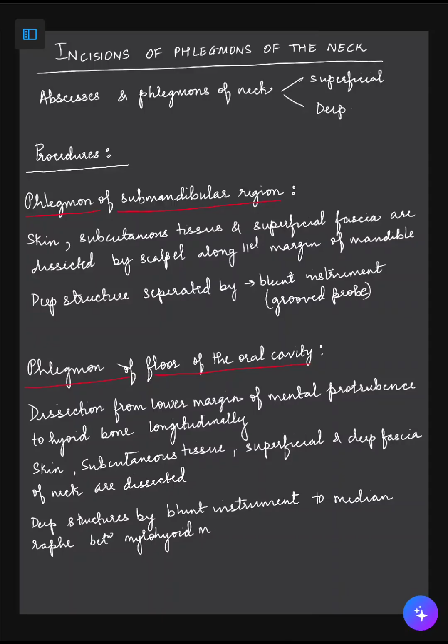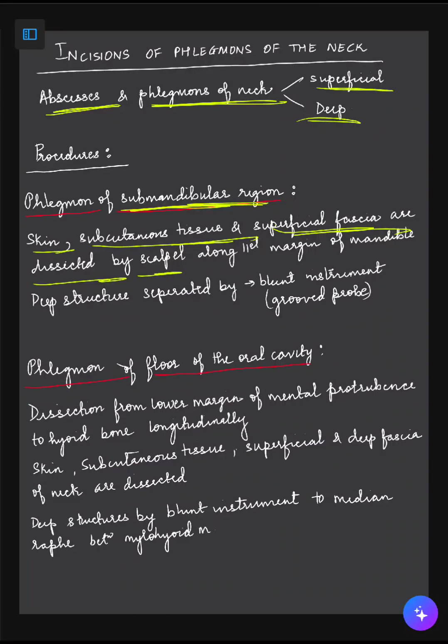Now, there is a process of incision of phlegmons of the neck. If there is abscess and phlegmons of the neck, which can be superficial and deep, what is the procedure? If there is phlegmon of the submandibular region, then what should we do? Skin, subcutaneous tissue, and superficial fascia are dissected by scalpel along parallel margin of mandible. Deep structures are separated by the blunt instrument. What is it? Grooved probe.